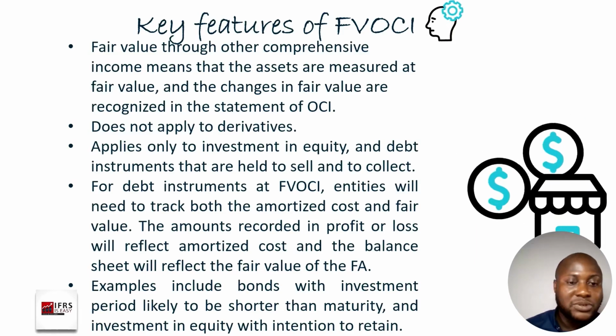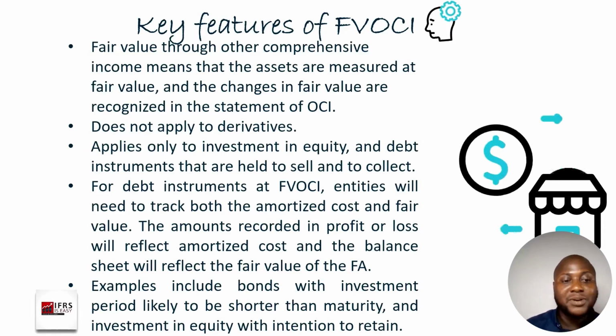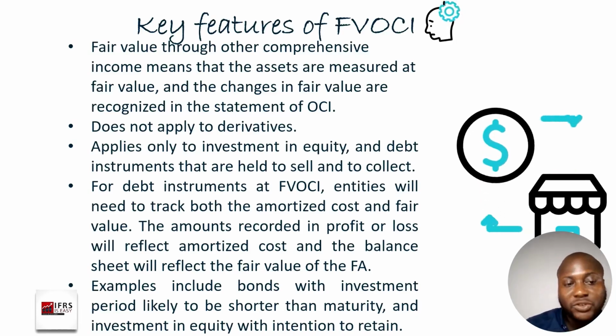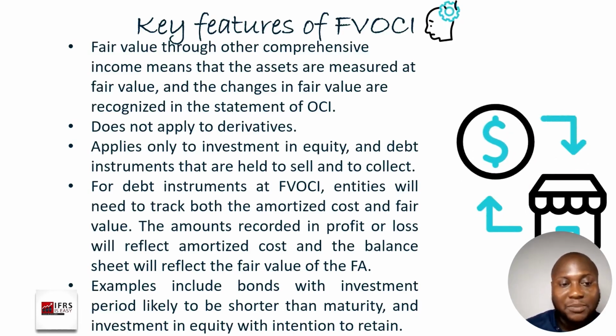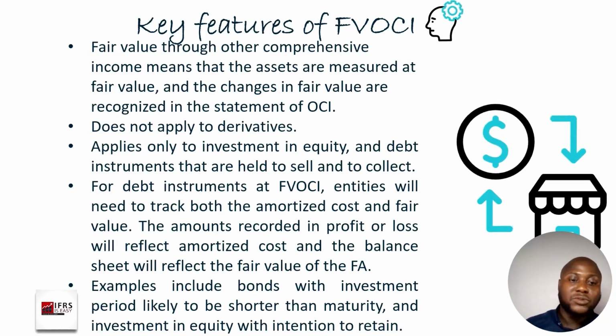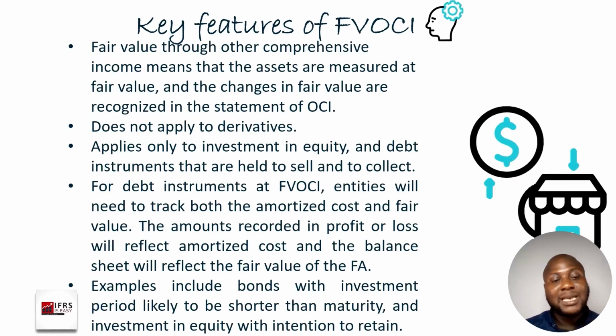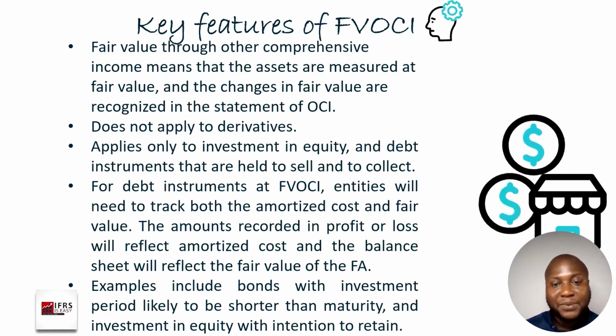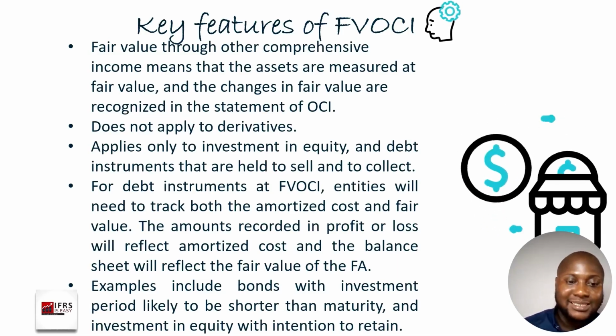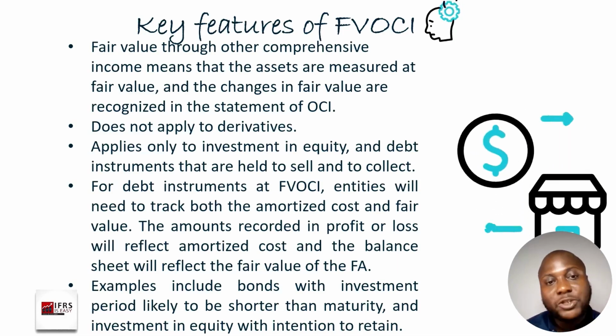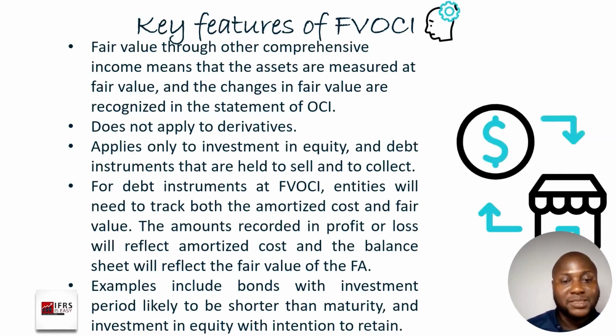Now, examples include bonds with an investment period likely to be shorter than maturity. An example of that is a situation whereby you have a 10-year bond, but you plan to sell the 10-year bond at any time within that period. So if you plan to do that, then most likely you measure it at fair value through other comprehensive income.